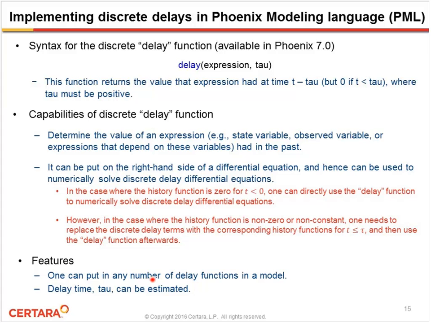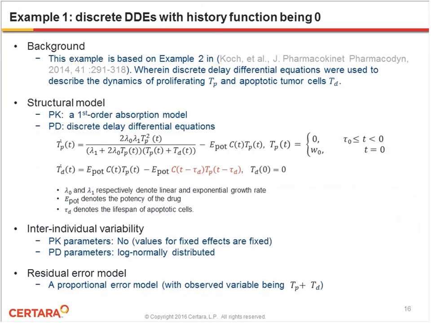Now, it should be pointed out that there's no restriction on the number of delay functions that you can put in a model, and the delay time tau can be estimated. Now here I just want to show you how to use this discrete delay function, solving a discrete DDE with the history function being 0. This example is based on example 2 in Couch.